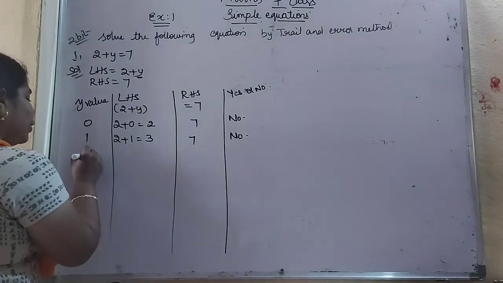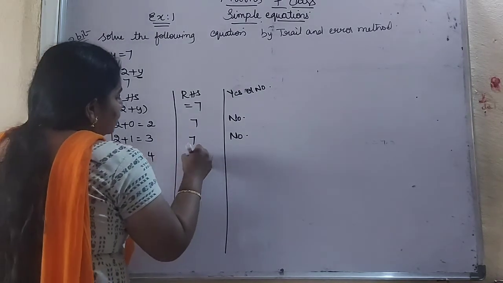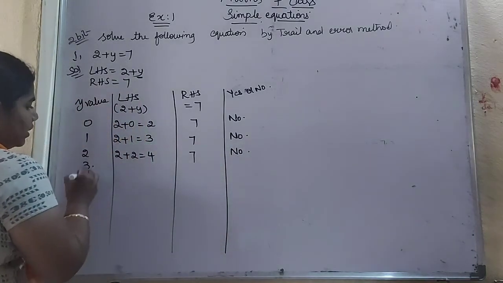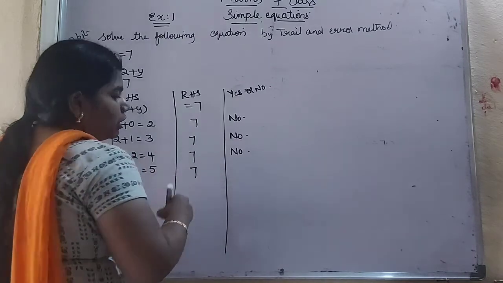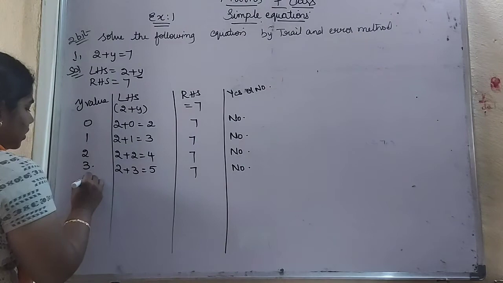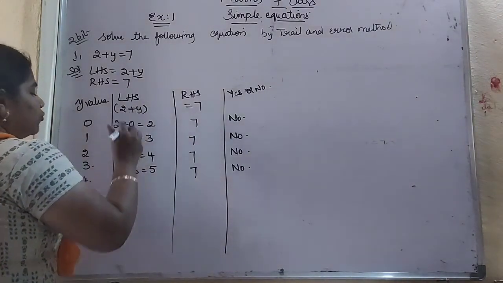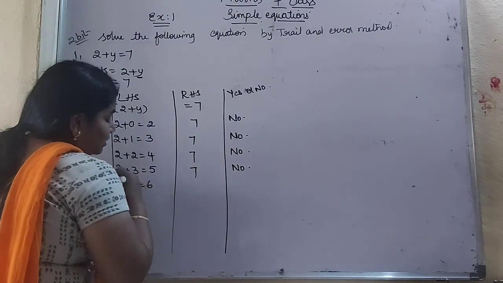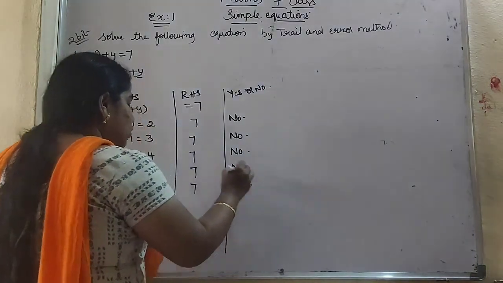Next I substitute 2. So 2 plus 2 equals 4. 4 is not equal to 7, so we write no. Next is 3. So 2 plus 3 equals 5. 5 is not equal to 7, so we write no. Next is 4. We substitute 4 in place of y. That is 2 plus 4, which equals 6. 6 is not equal to 7, so we write no.